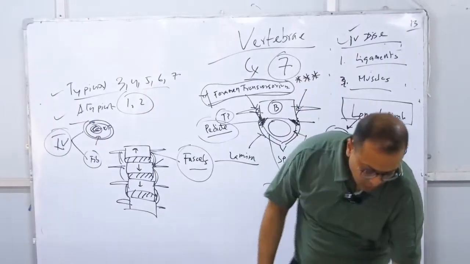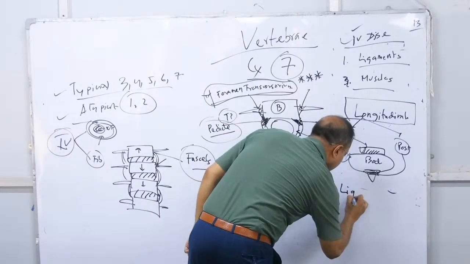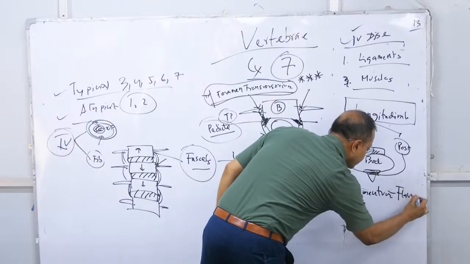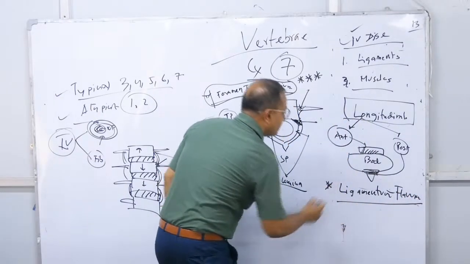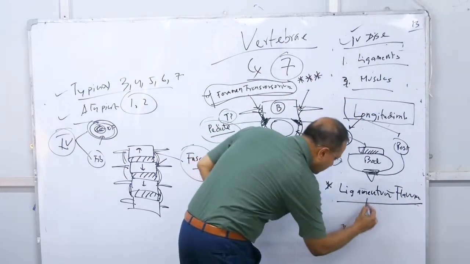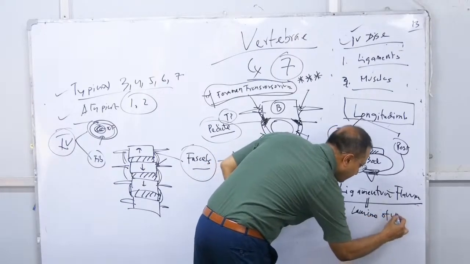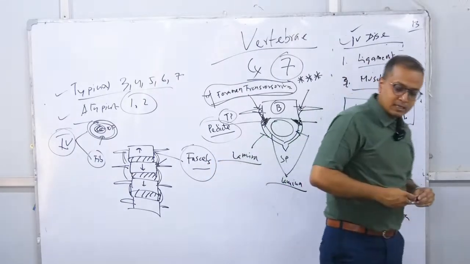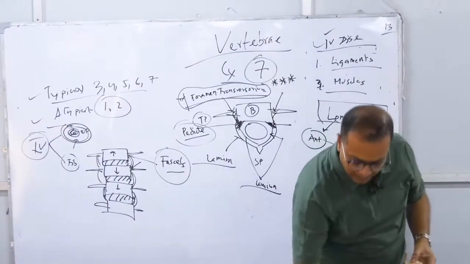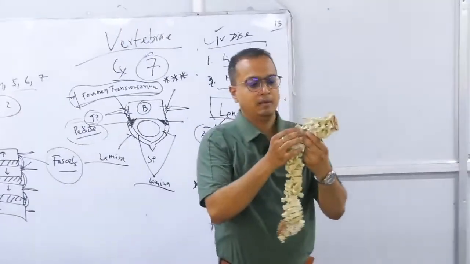The second set of ligaments we call ligamentum flavum. This is pretty important. The ligamentum flavum is a ligament present between the laminae of the vertebra. So, we have to know what the lamina is. This is the lamina of the vertebra. If the ligament is between the laminae, above and below, we call it ligamentum flavum.